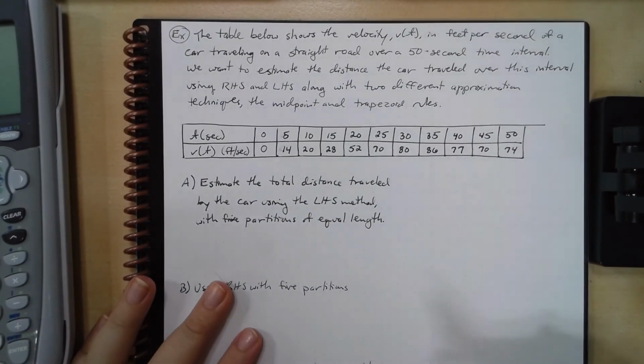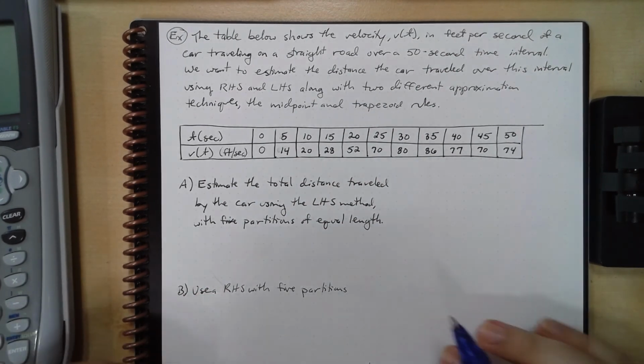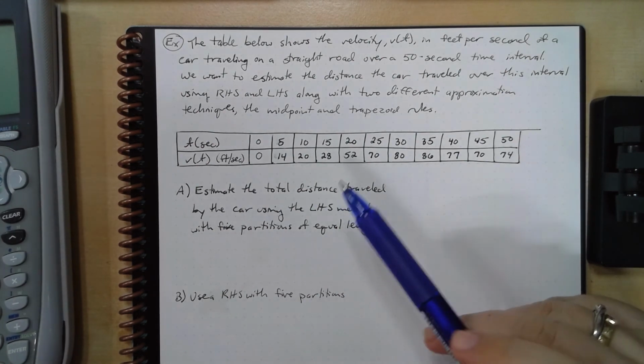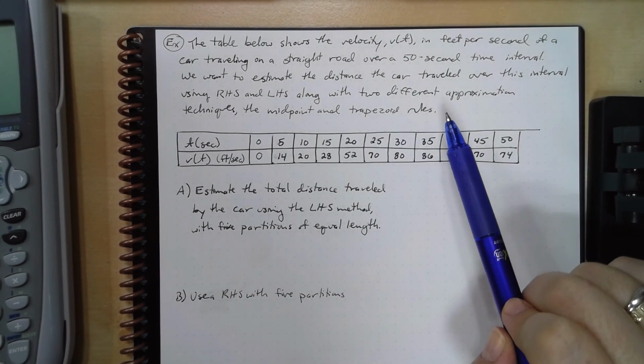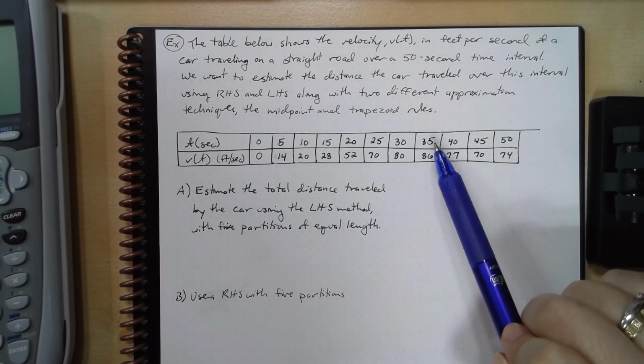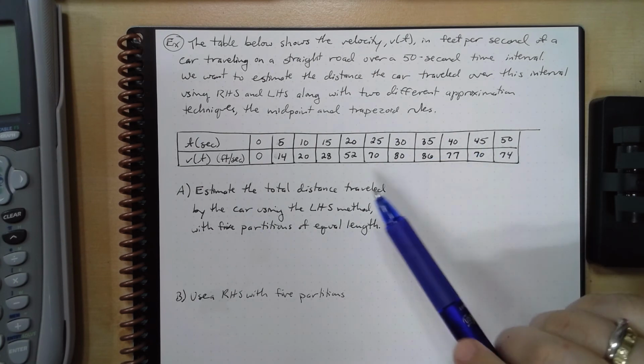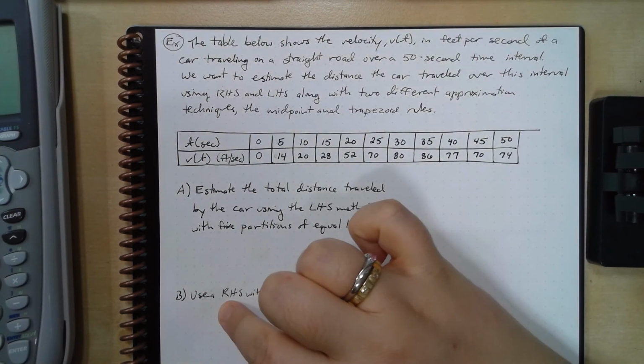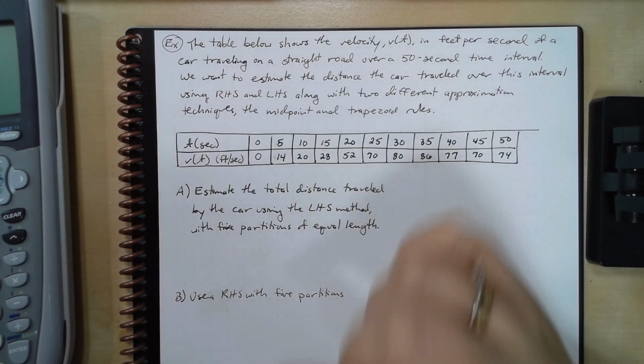We're going to do one problem, and we're going to go through and do a bunch of examples just on the one work. So the table below shows the velocity v of t in feet per second of a car traveling on a straight road over a 50-second time interval. We want to estimate the distance the car traveled over this interval using right-hand sums and left-hand sums, along with 2 different approximation techniques, the midpoint and trapezoid rules. Okay, I haven't taught you trapezoid yet, but I'm going to teach it to you with this example.